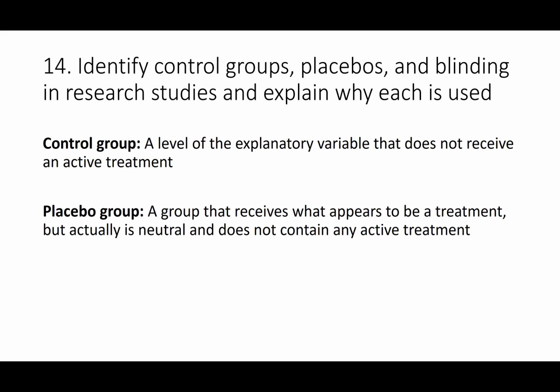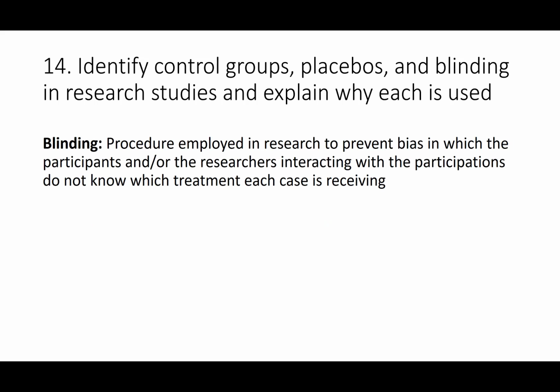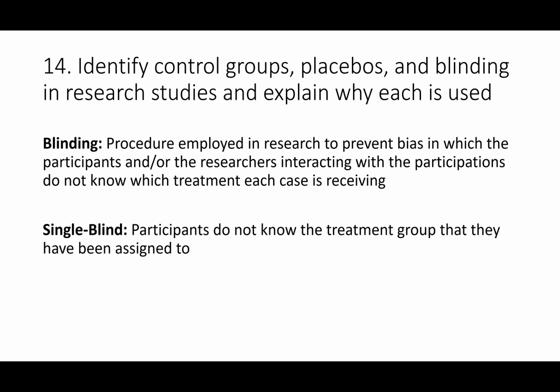The last set of terms that we'll look at in this lesson are related to blinding. Blinding is a procedure employed in research to prevent bias in which the participants and/or the researchers interacting with the participants do not know which treatment each case is receiving. A study could be single-blind or double-blind. In a single-blind study, the participants do not know the treatment group that they've been assigned to. For example, in studies with a placebo group, researchers don't usually tell participants that they're being given a placebo pill.